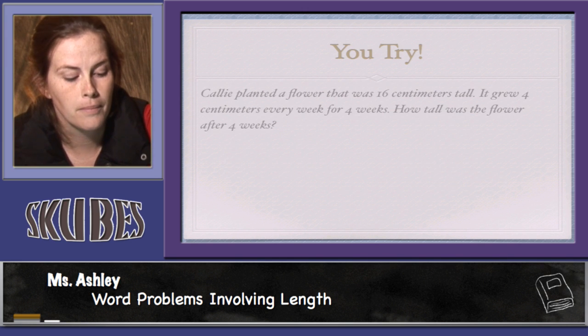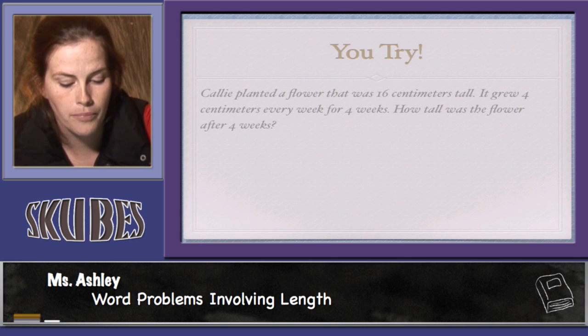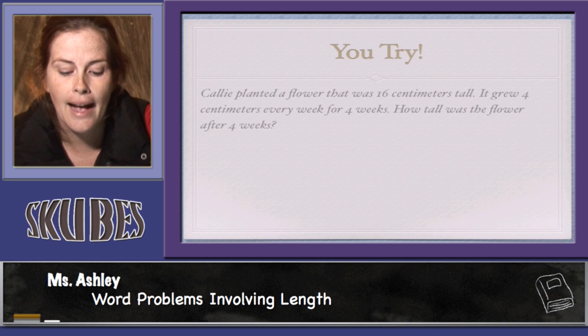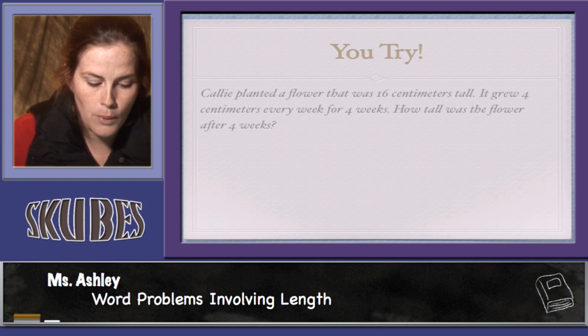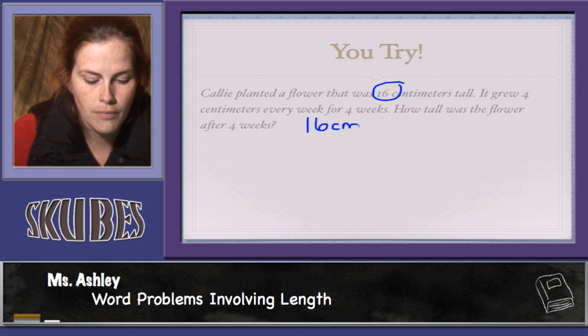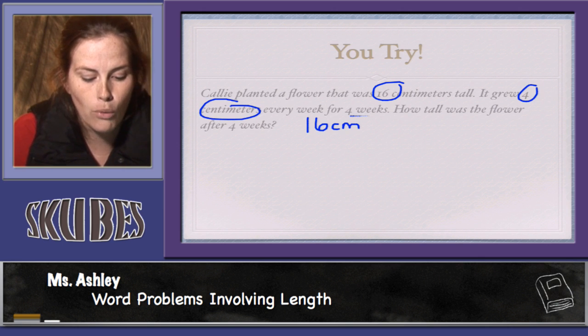One last example. Callie planted a flower that was 16 centimeters tall. It grew 4 centimeters every week for 4 weeks. How tall was the flower after 4 weeks? Okay, let's look at what we know. When the flower was planted, it was 16 centimeters tall. It grew 4 centimeters every week for 4 weeks.